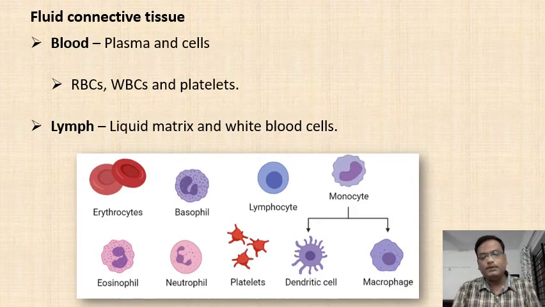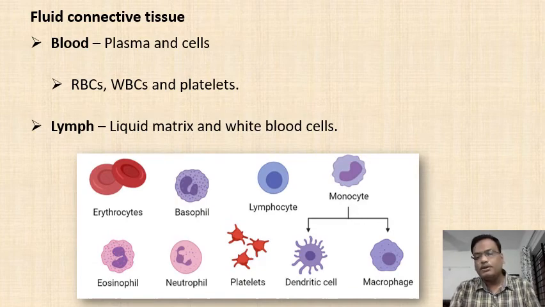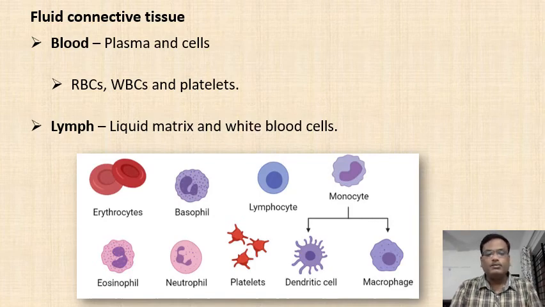Lymph is commonly called body fluid or tissue fluid. It is the fluid found between the cells of a tissue. You can say each and every cell of our body is literally bathed in this lymph. Of course, our body has a separate system called the lymphatic system, with lymphatic vessels and lymph nodes, which are part of the immune system. Lymph is mainly made up of liquid matrix and white blood cells.